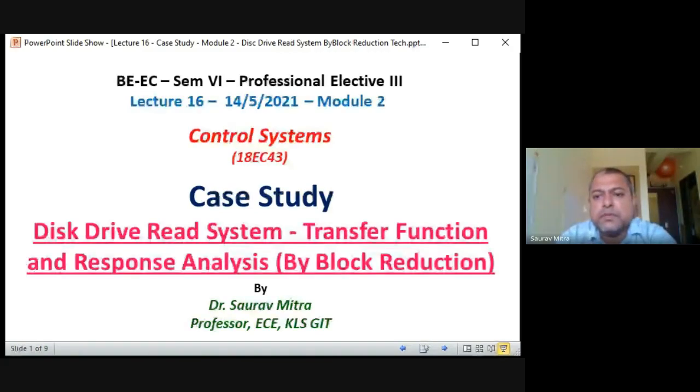So today we are going to see the case study for module number two. We have done the block reduction technique so far, and many numericals we have solved. We have done the signal flow graph, and there also many numericals have been solved.